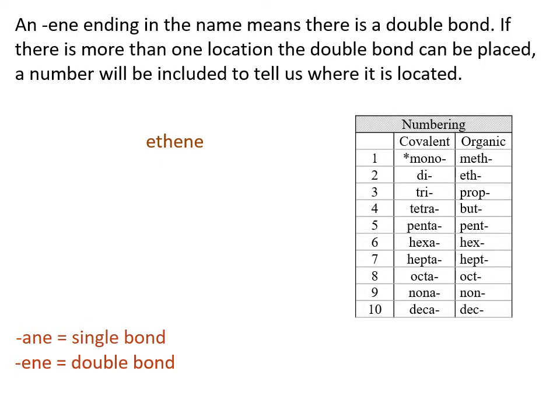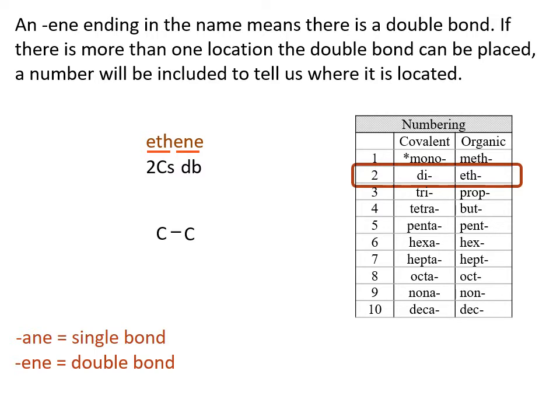If we have ethene, I want you to underline eth. On our organic numbering, it says eth means 2. So underneath the eth, write 2 C's. I want you to then draw 2 C's. Ene means double bond. I want you to underline ene and underneath it write DB for double bond. So if I read this, ethene means 2 carbons double bond.